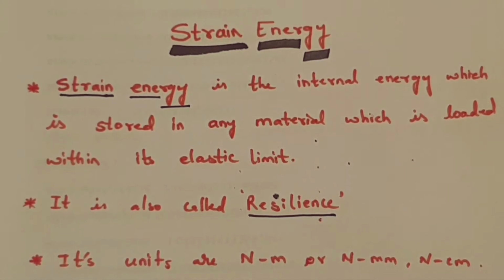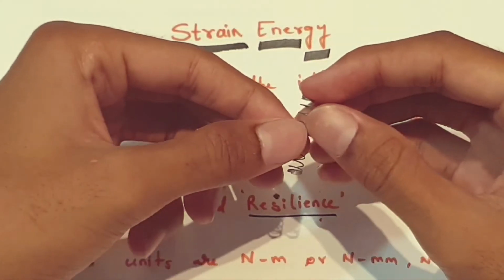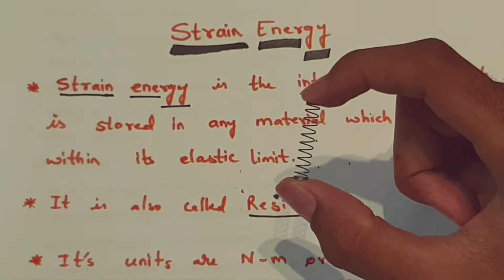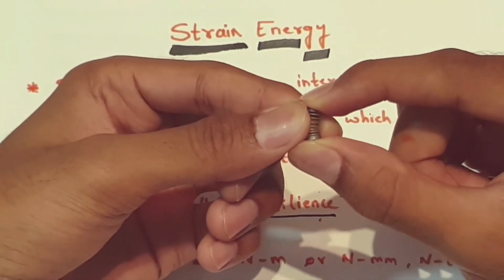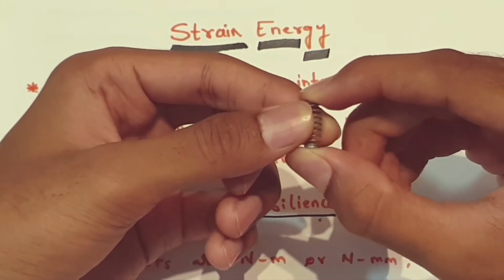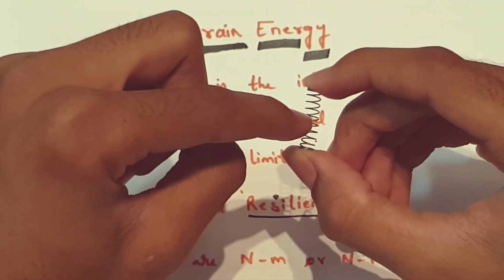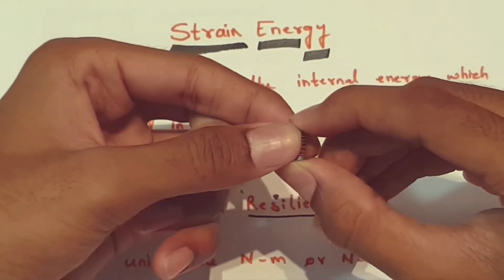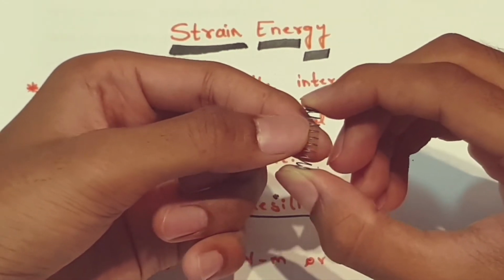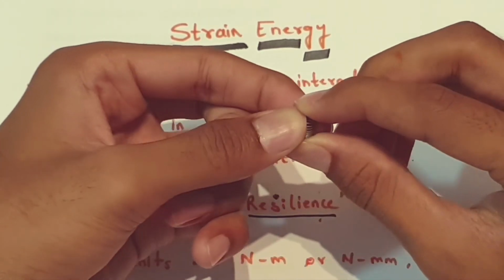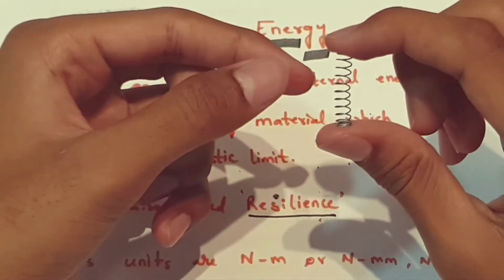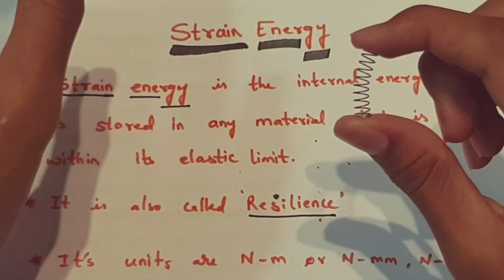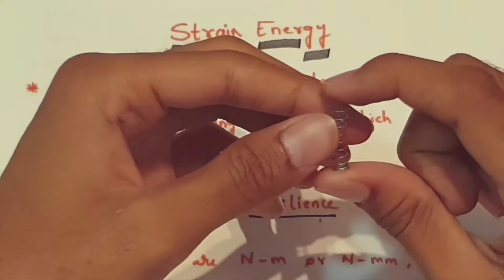Let me explain with a practical example. I have taken a spring. When we apply the load on the spring, it gets compressed, so some internal energy is stored in the body that allows the body to regain its original position. When you leave it, it gets back to its original position. So it works only within an elastic limit.